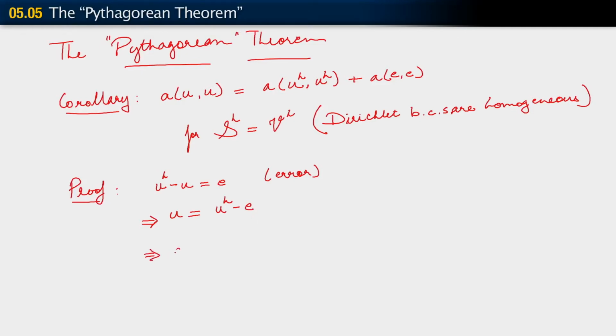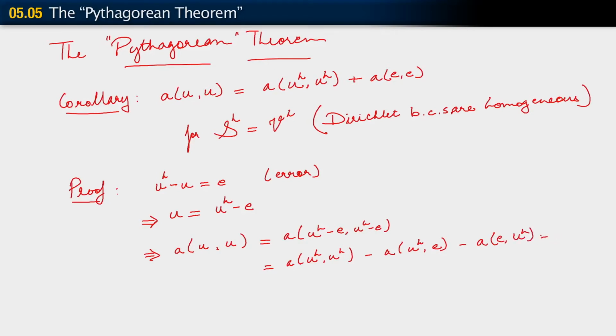Therefore, when we consider on the left hand side the energy norm of the exact solution, of course we see this, but now just as we did in the previous segment, we can expand out the term on the right hand side by just using the fact of bilinearity. And this gives us a(u^h, u^h) minus a(u^h, e) minus a(e, u^h) plus a(e, e).